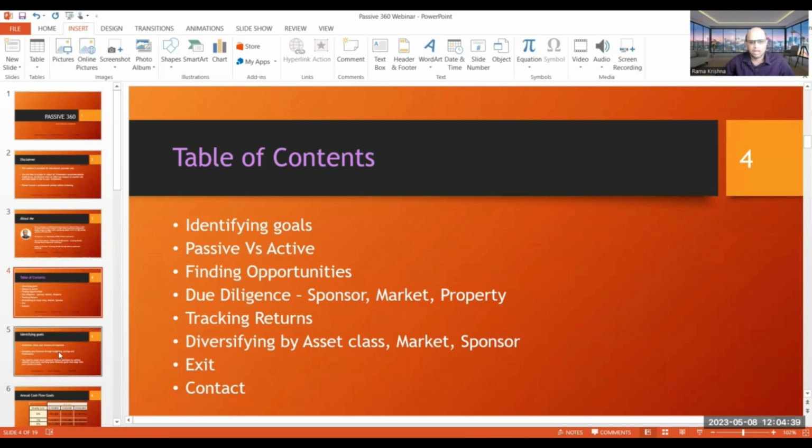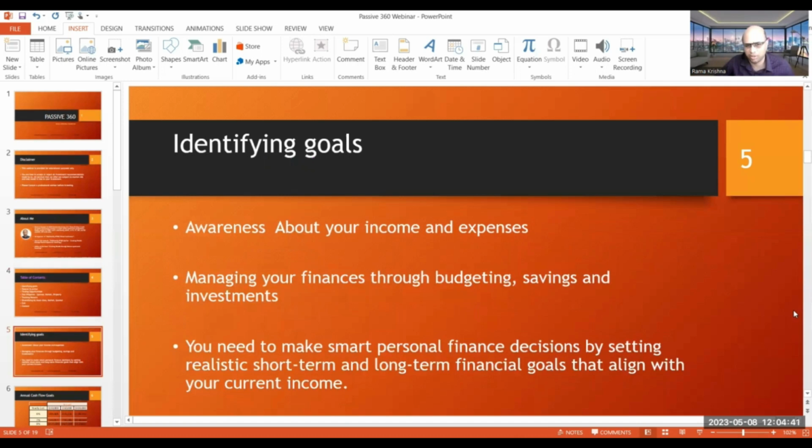Let's start with identifying goals. It is very, very important to identify your goals. Before that, you need to be aware of your total income and total expenses. Then you have to manage your finances through budgeting, savings, and various investments. So you need to set realistic short-term and long-term financial goals that align with your current income, net worth, and expenses.